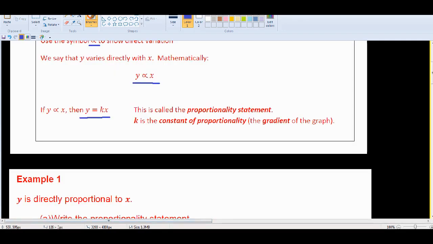Similarly, if y is in direct variation with x, then we could write y equals k times x, and that k is what we call the constant of proportionality. The equation y equals kx is called the proportionality statement, and the constant k is called the constant of proportionality.